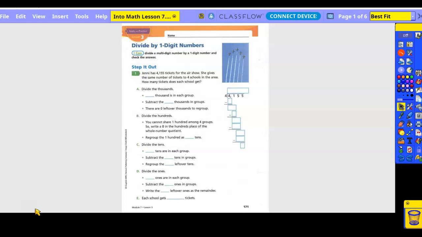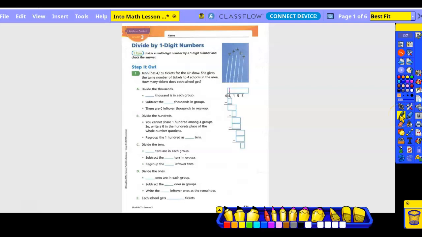Jenny has 4,155 tickets for the air show. She gives the same number of tickets to 4 schools in the area. How many tickets does each school get? Divide the thousands. So we're going into each place value, right, guys? Okay. So how many times does 4 go into 4?